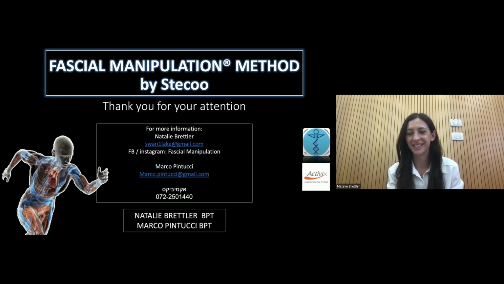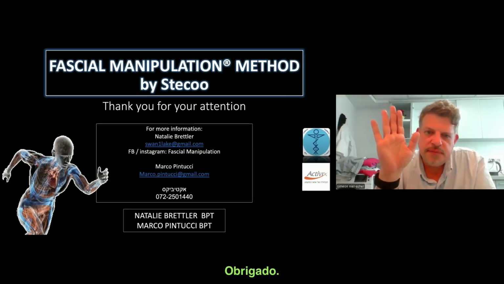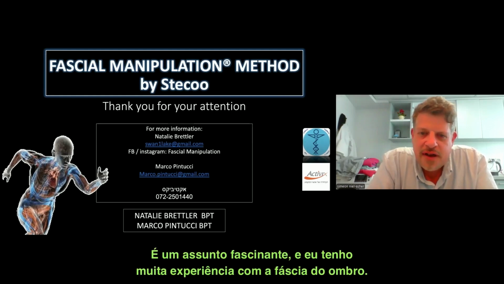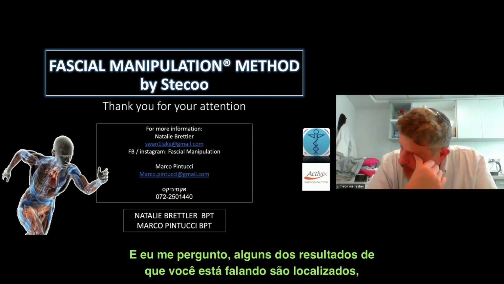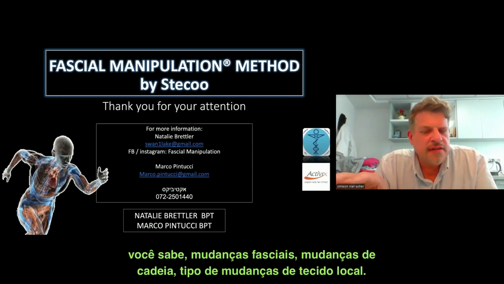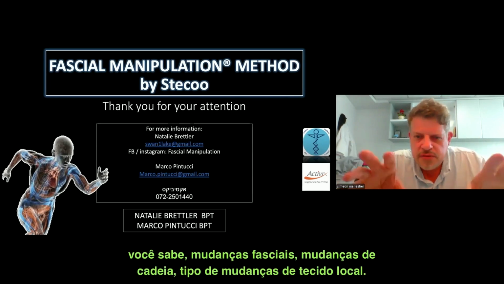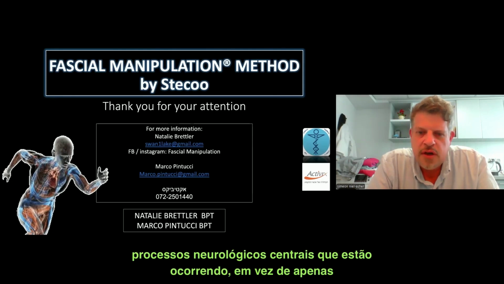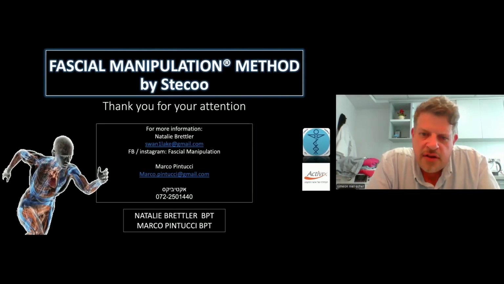I have a question. Yes. Thank you. Thanks for an excellent talk. It's a fascinating subject, and I have a lot of experience with shoulder fascia. And I'm wondering, some of the results you're talking about are localized fascial changes, chain changes, sort of local tissue changes. Have you got any thoughts about more of a central process, more sort of reflexes or neurological processes centrally that are going on rather than just local or reflex arcs?